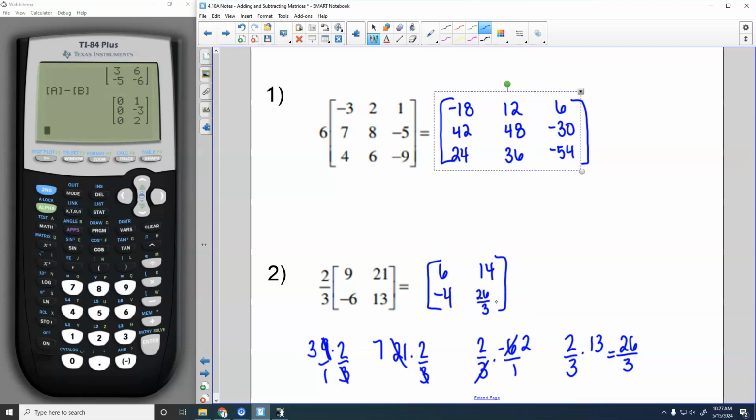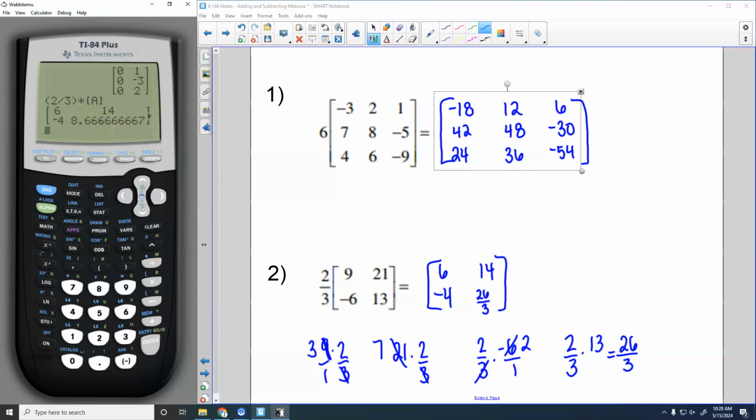Can we use that calculator just to multiply each individual one? Yeah, and you might find it easier if you go to the matrix. You go over here, edit. This is a 2 by 2. It'll be 9, 21, -6, 13, and then if you go back to the main screen, you can do 2/3 times matrix A, and it'll give you that.